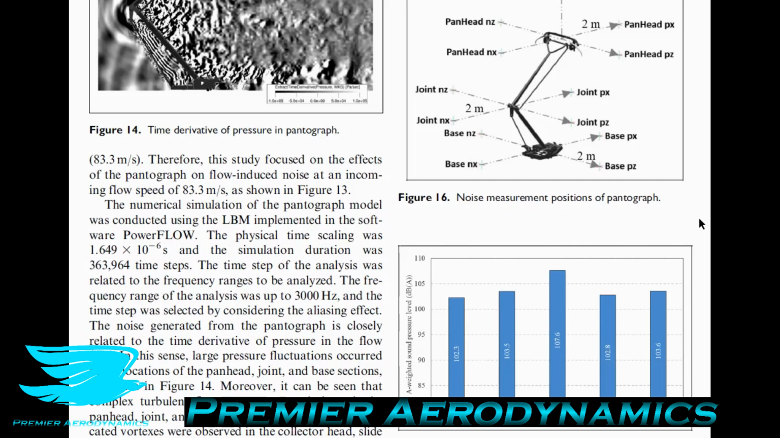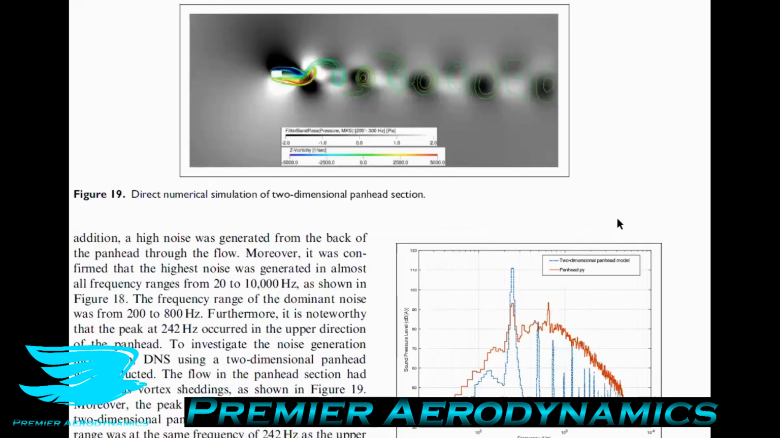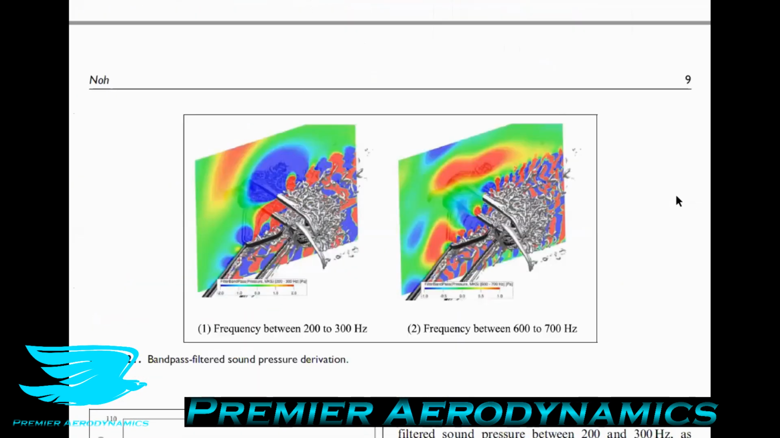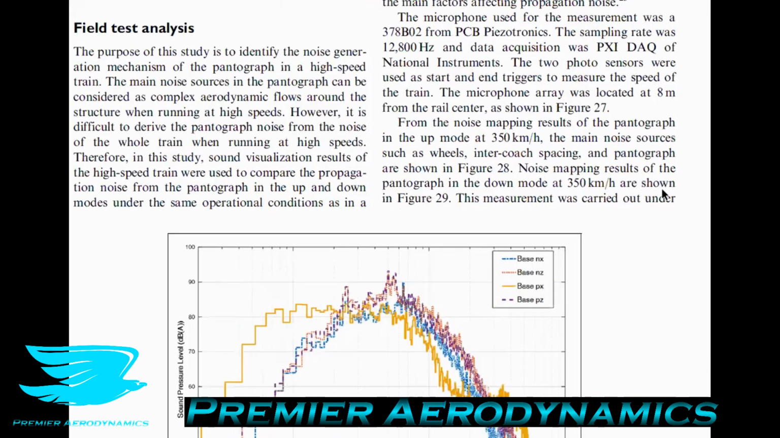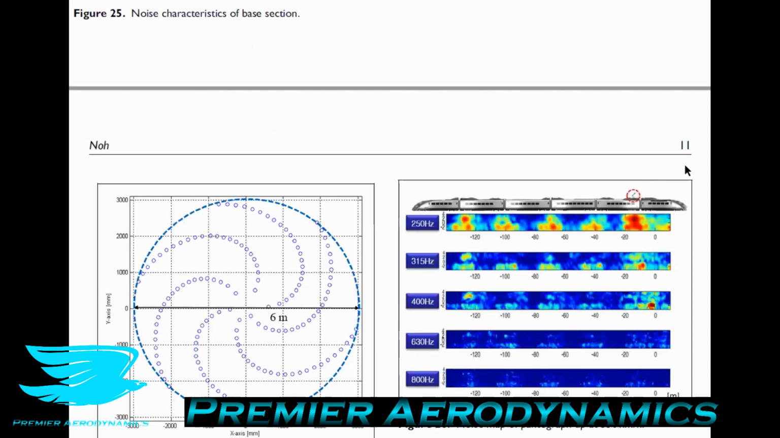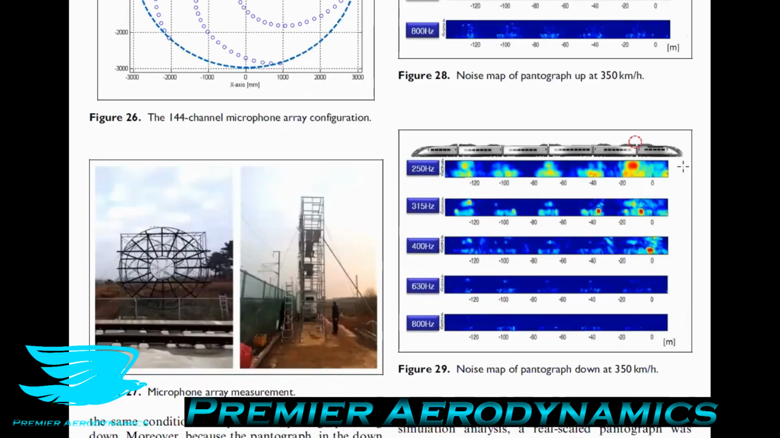Okay, so that's the end of this podcast. I'm going to finish off this paper, which looks at a lot of different flow structures and pressure coming off of the pantograph, in the next podcast. And we're going to look at how the LBM CFD fares. It's going to be interesting, so I'll see you in that podcast.